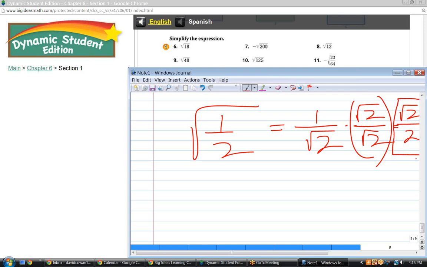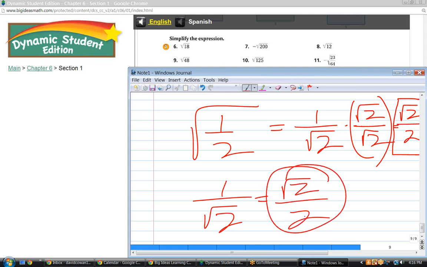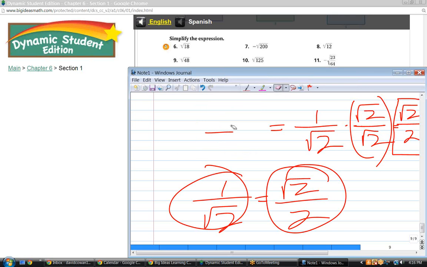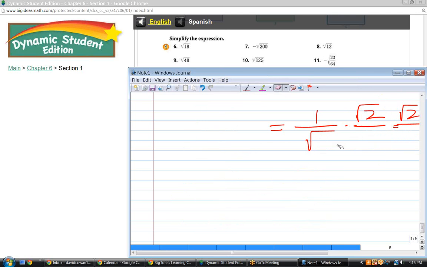So this is an acceptable answer. So these two numbers are exactly the same. The one on the right is mathematically acceptable. This one is not. And that's really all you need to know about rationalizing the denominator. So what is this equal to?